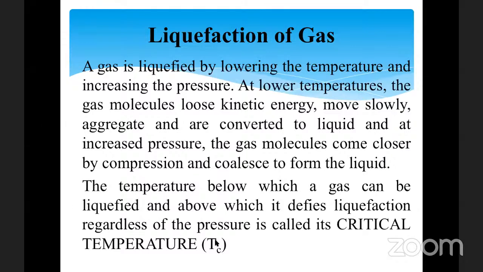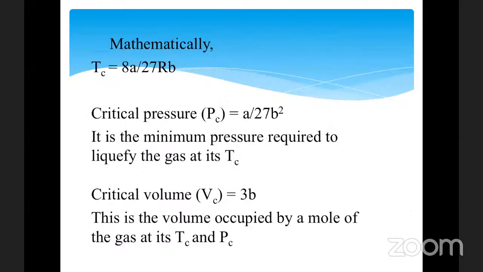So the symbol for critical temperature is Tc, and the formula for critical temperature mathematically is Tc equals 8a over 27Rb. R is the gas constant. a and b are the Van der Waals constants.